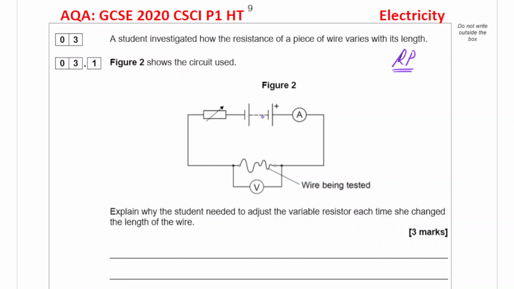Figure 2 shows the circuit used. So you have a battery, an ammeter. This is a variable resistor. The wire and the voltmeter. And this is a series circuit. The voltmeter is connected parallel across the wire that is being tested. So the circuit is actually connected correctly.